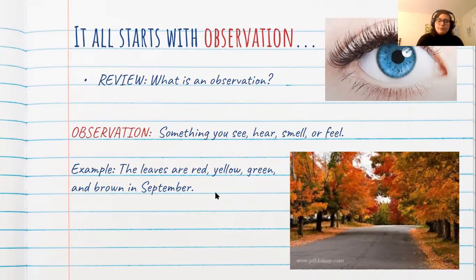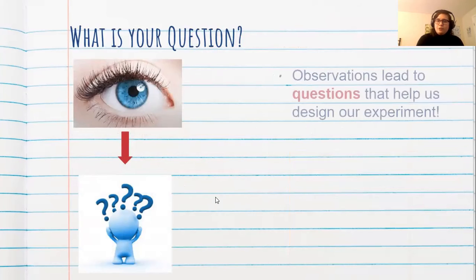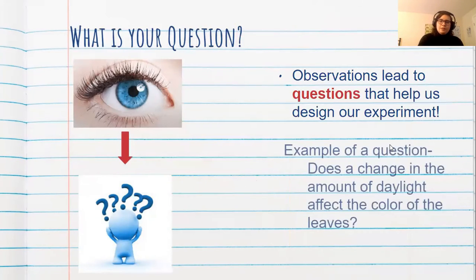So this observation should lead to your question. So observations lead to questions that design our experiment. For example, an example of a question is, does a change in the amount of daylight affect the color of the leaves? So in your notes, you only need to write down this first part. If you would like to include the example, you can, but you don't have to.